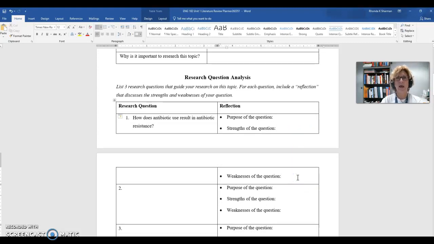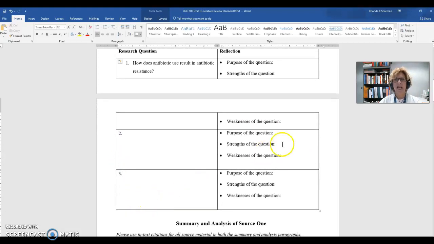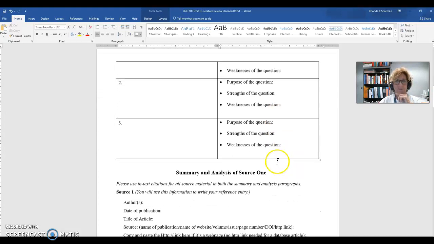So maybe this will help me understand the background, but it really isn't giving me good reasons to stop using antibiotics, or maybe it's not explaining how one could stop using antibiotics. And so these are kind of thoughtful reactions as you think about the question that you posed. So put a question for each of these three boxes and then answer the three or give comments for these three items for each of your questions.